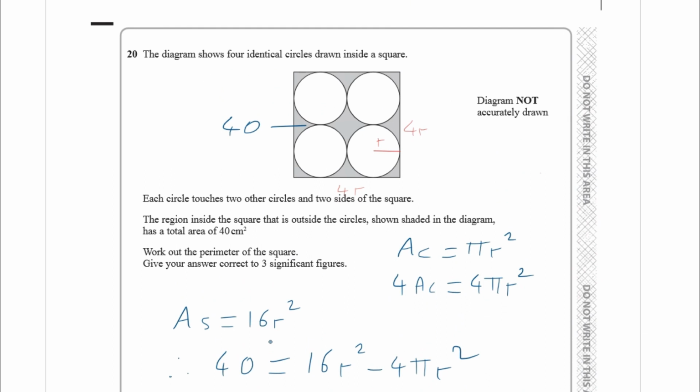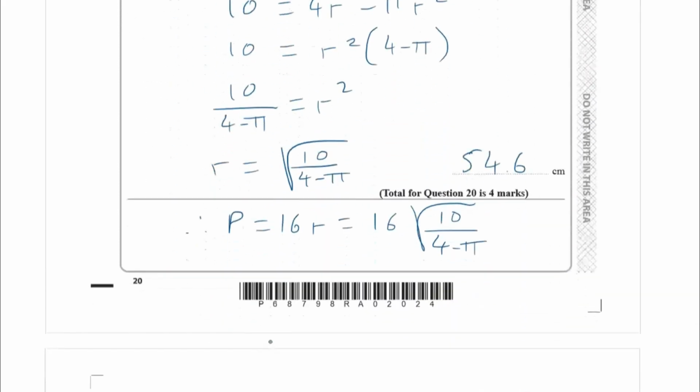This was a very nice question, a little bit of insight into how to label things. Everything is connected by the radius of the circle, noticing that we have 4 radiuses as the side length of the square, and that one circle is 2 radiuses. Yeah, that's perfect. So that's really nice. It's a great question. Really good for question 20.